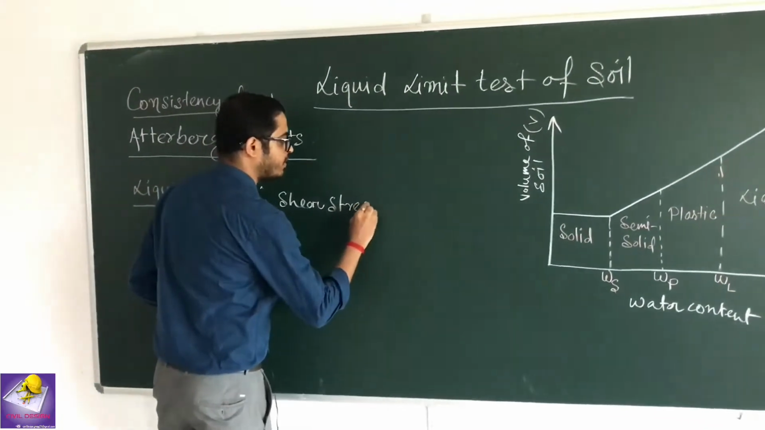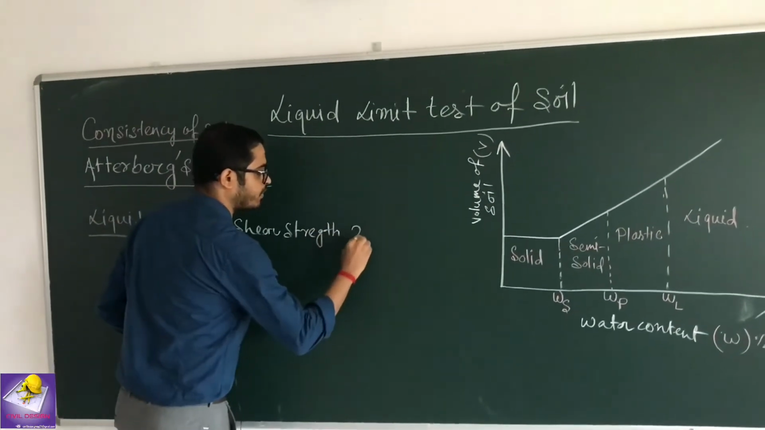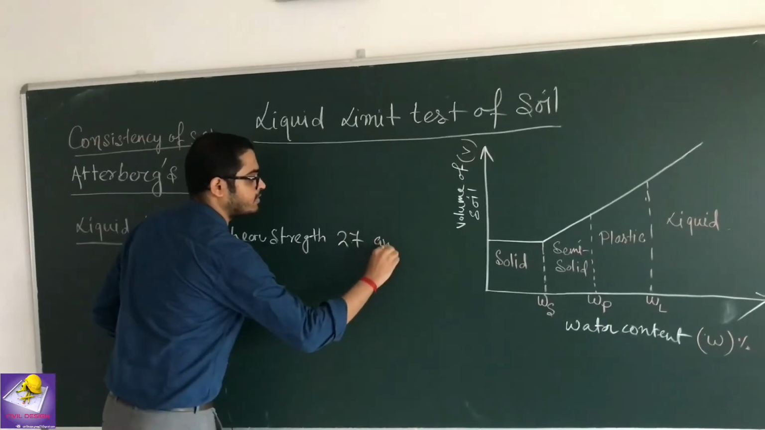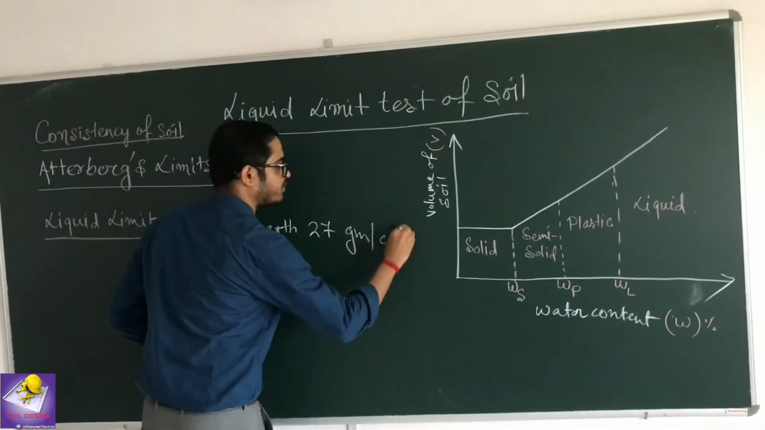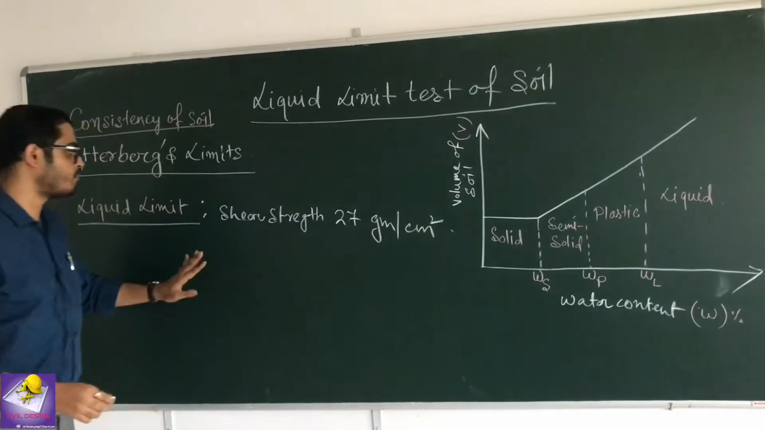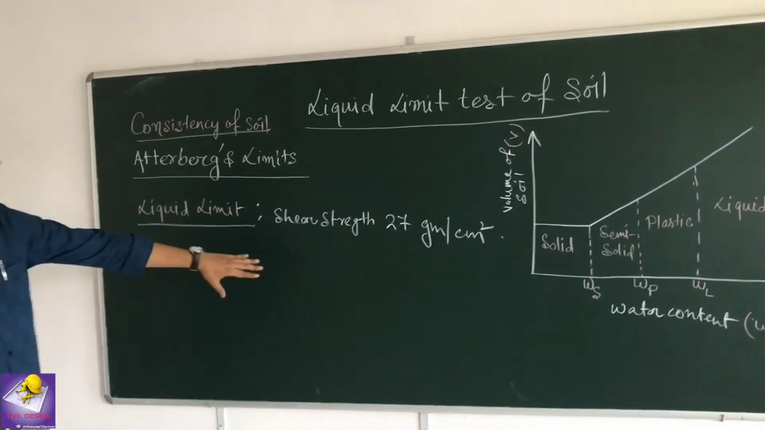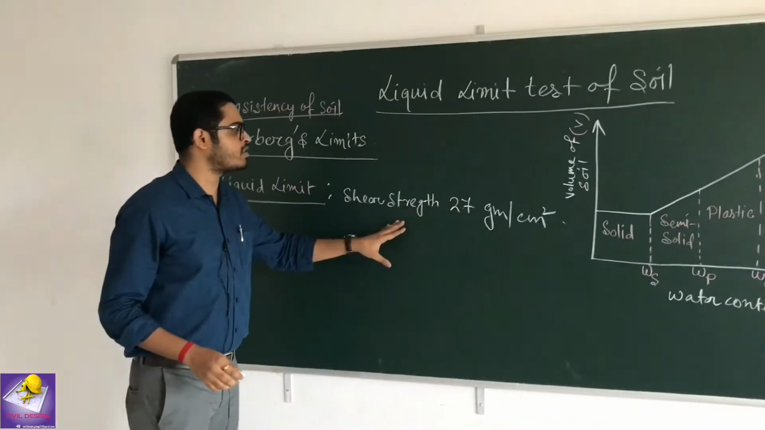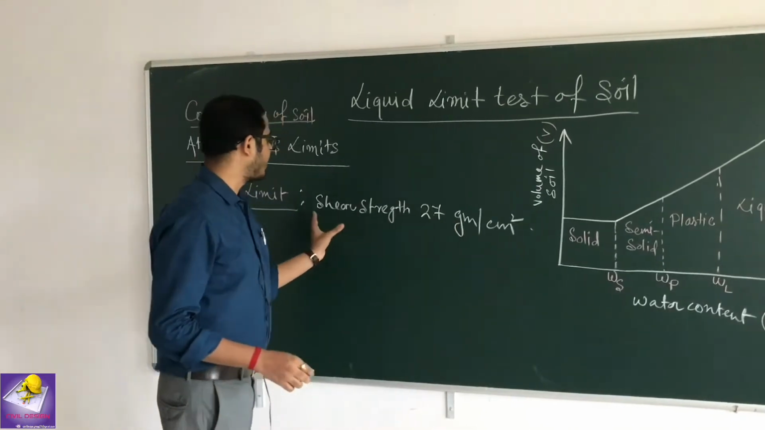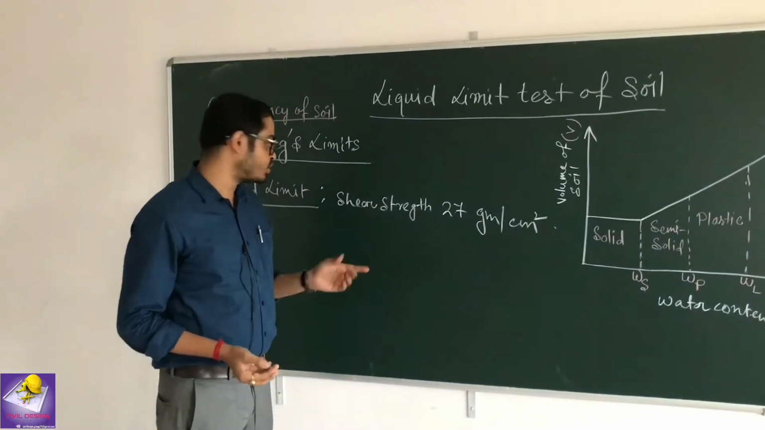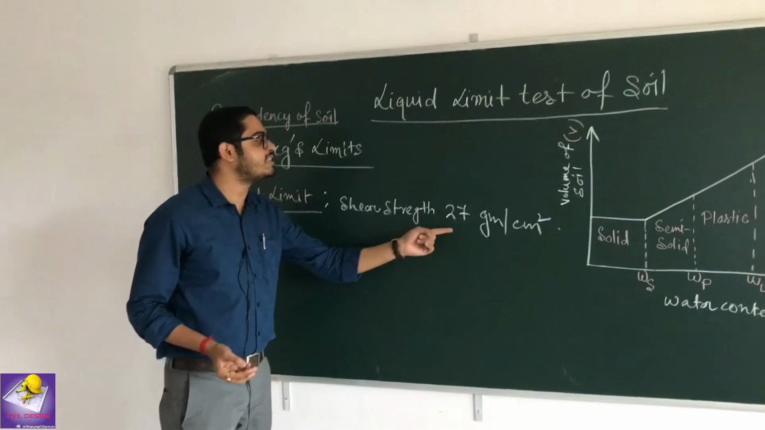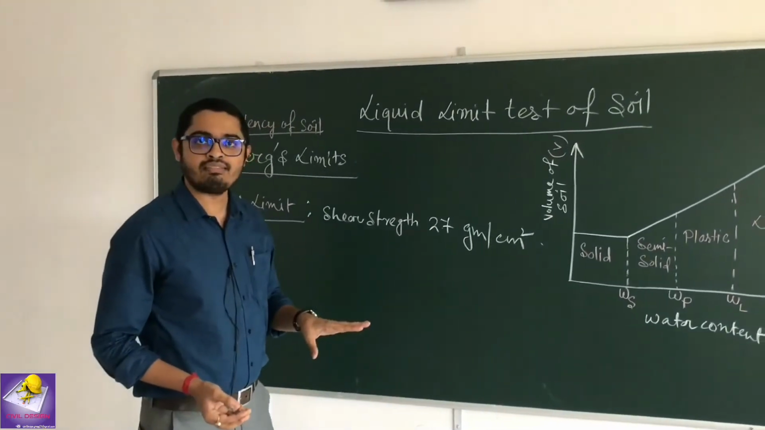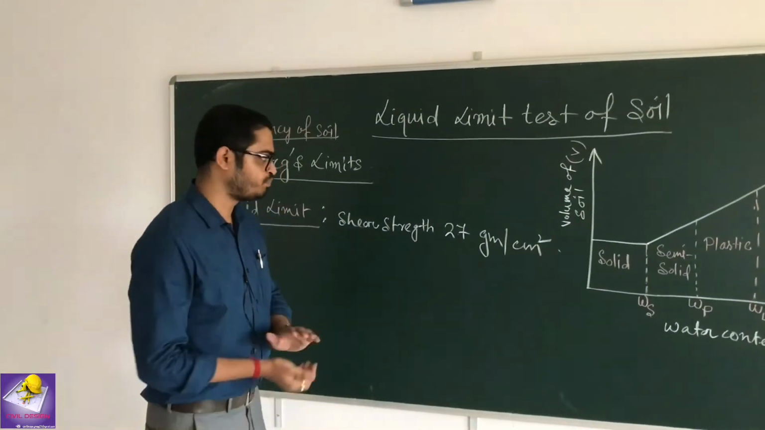At the liquid limit, the shear strength of all types of soil is the same, and it is 27 gram per centimeter square. So this is another type of definition of liquid limit: the water content at which the shear strength of soil is 27 gram per centimeter square is called the liquid limit.